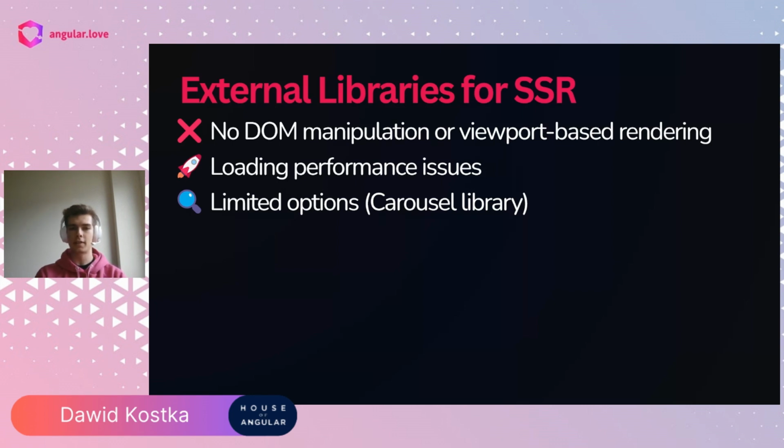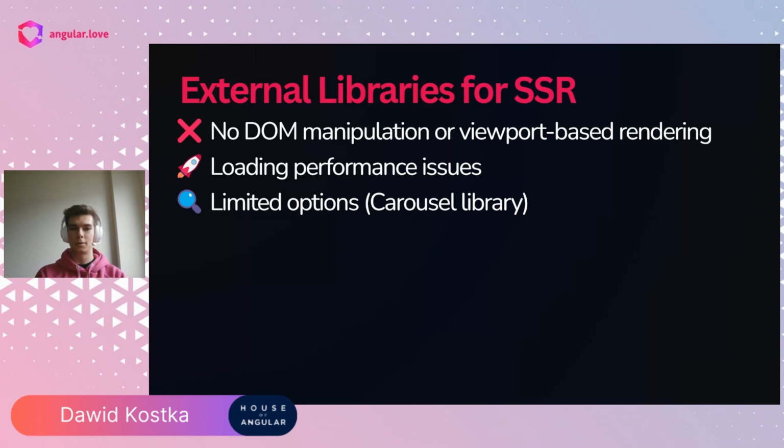The libraries for SSR have two major things that make them ideal or just make you not use them. The first of these things is DOM manipulation or viewport-based rendering. Any library that you use must not violate the correct HTML rule, which we discussed earlier, and it is really important. Another thing, which is even more important, at least in my opinion, is the loading performance and bundle size of such a library, because you should pick only lightweight libraries for your project.